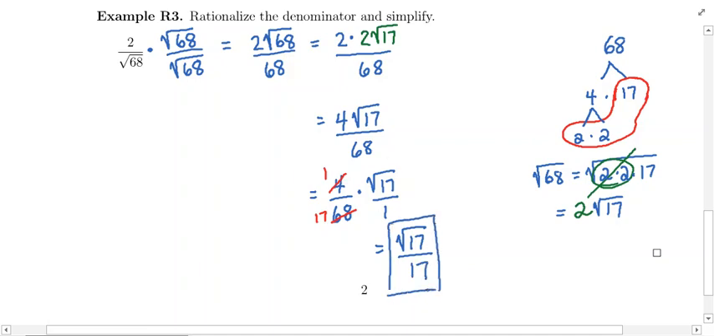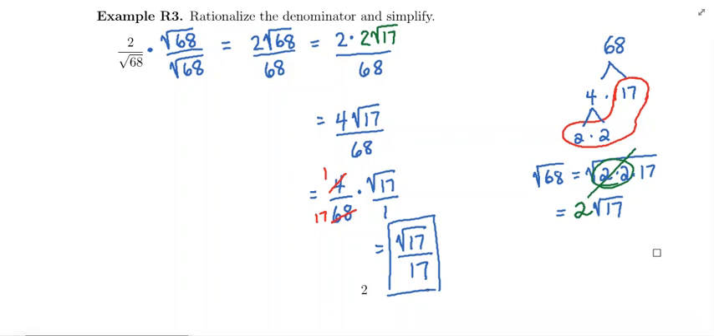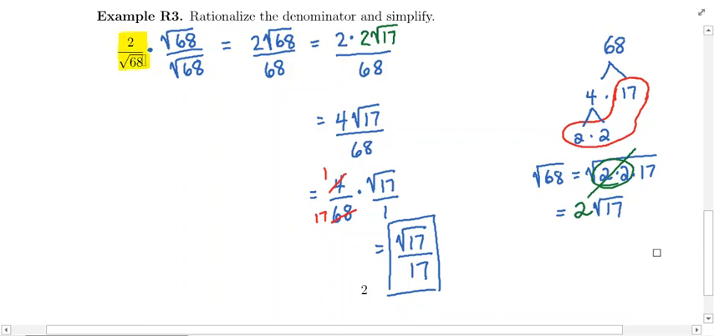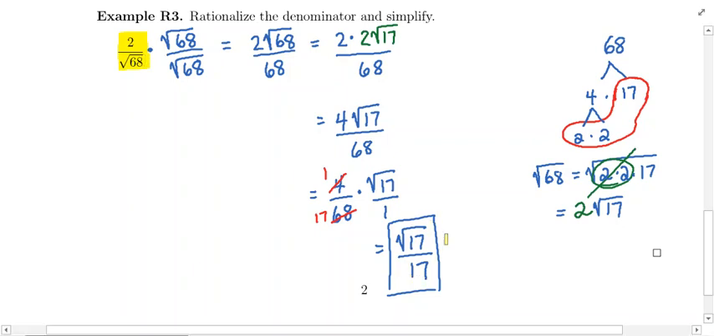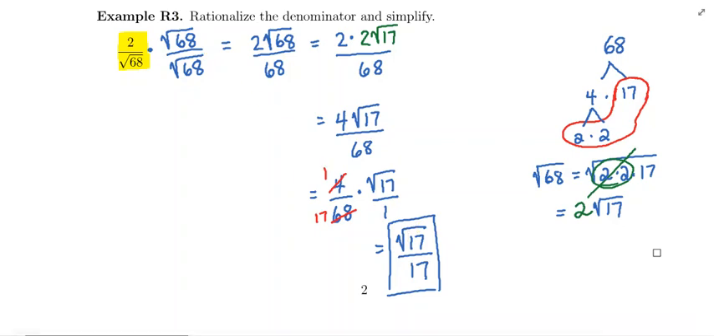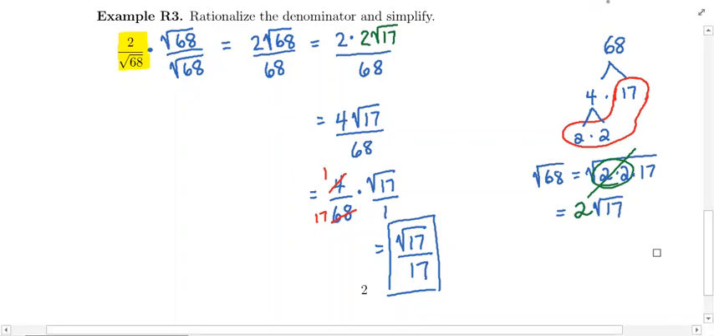Not only have we rationalized the denominator, but we also simplified the square root. And you can check yourself. Look at the calculator. Remember, what was our original quantity? It was 2 divided by the square root of 68. I'm going to pop that in the calculator, and then I'm going to put in the simplified version. You should get the same decimal approximation. Let's go check it out.